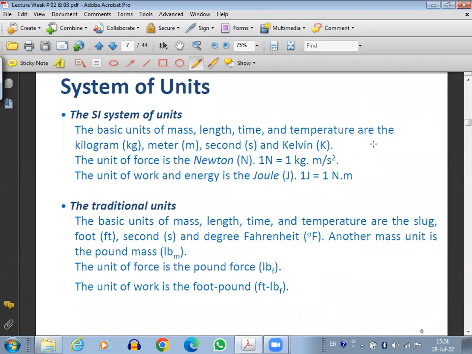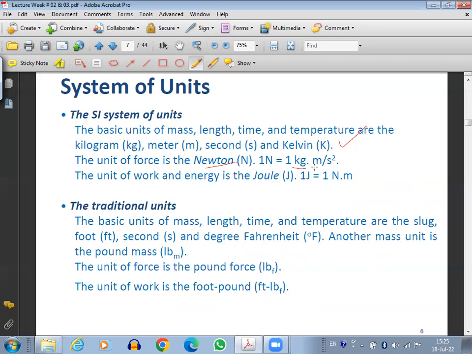When we talk about the SI system of units, the basic units of mass, length, time, temperature are kilogram, meter, second, Kelvin. The unit of force is Newton, and Newton can be written as kg meter per second square. By the second law of motion, F equals ma. So the unit of force will be Newton, and you can define Newton as mass into acceleration.